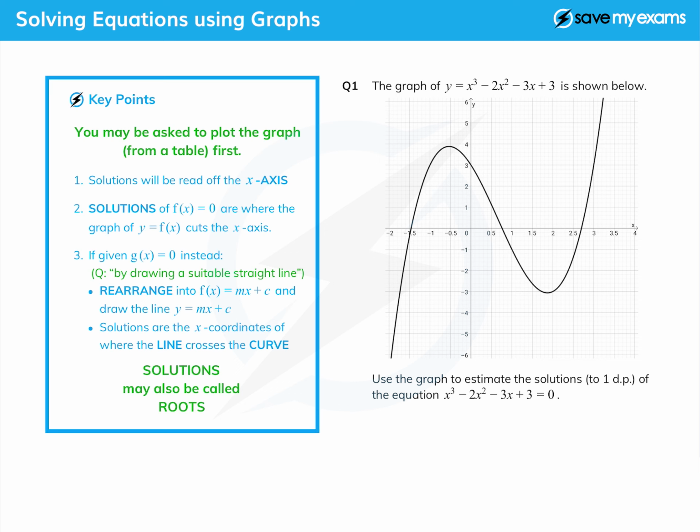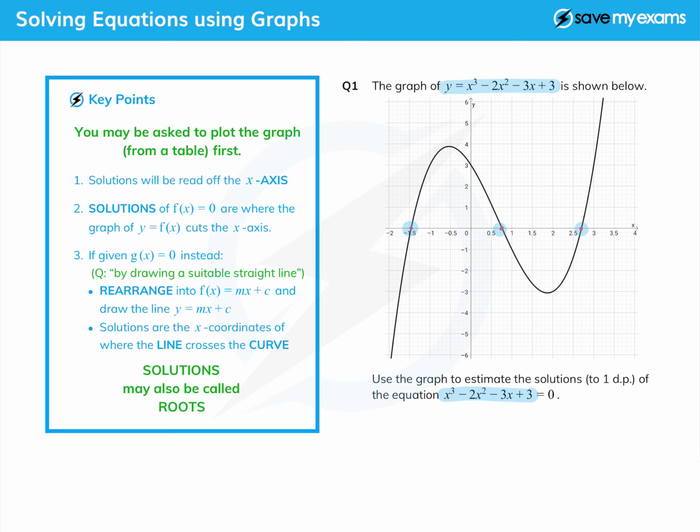So question 1 is just that. We're given the graph of y equals x cubed minus 2x squared minus 3x plus 3 and asked to solve x cubed minus 2x squared minus 3x plus 3 equals 0. So it is the same thing: y equals f of x and f of x equals 0. And so we just take the points here, 1, 2, 3. You can see I've just put red dots on those. I'll just highlight them a bit more for you, where it crosses the x-axis.